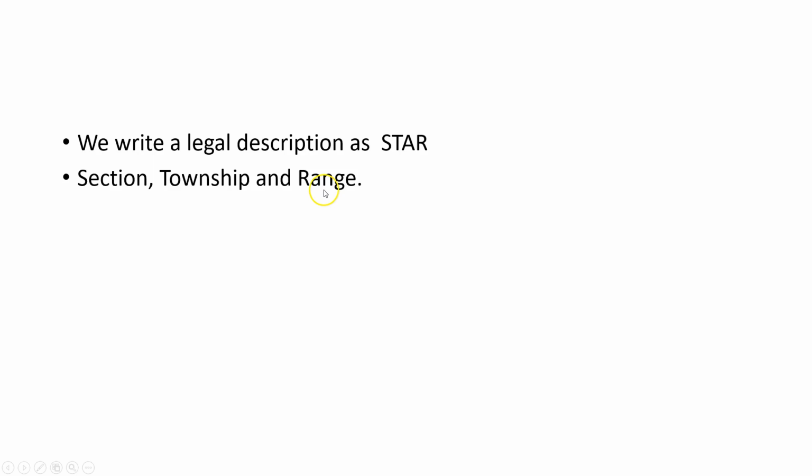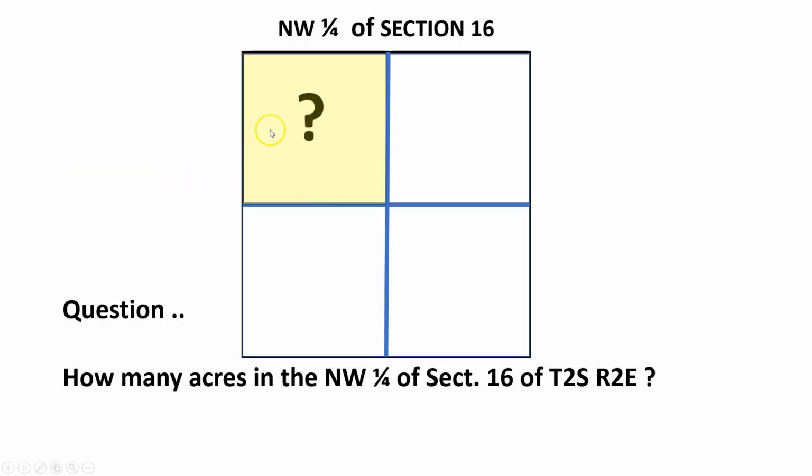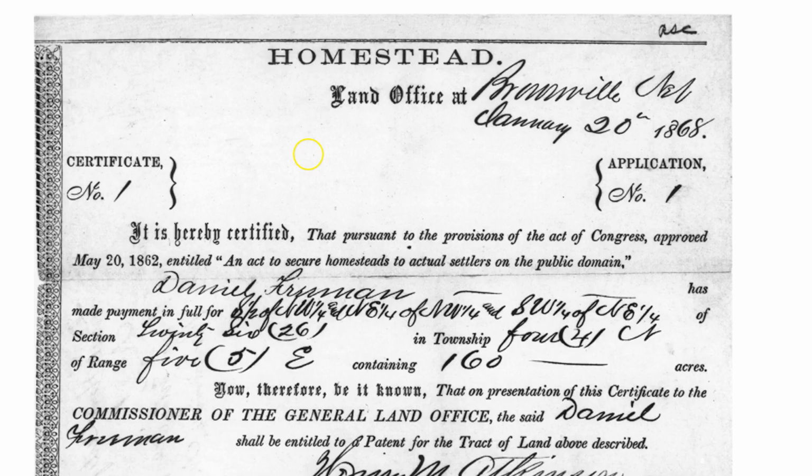Whenever we write down a legal description, we always use the section first, then township and range. Just remember: section, township and range. So how many acres in the northwest quarter of section 16 of township 2 south, range 2 east? Well, we've already said that. You always start with 640, divide it by 4, and therefore we get 160 acres.